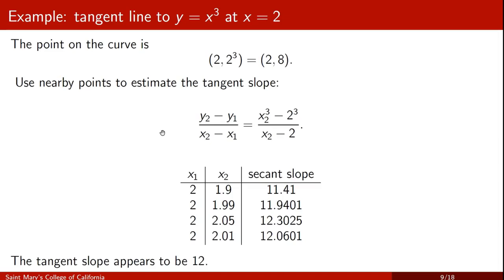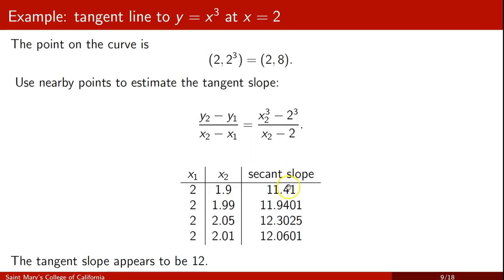Okay, so let's go ahead and do that. x1 is just fixed, right? That's the point we're interested in, that 2. x2, we're going to take to be points close to 2. So what are some numbers close to 2? Well, 1.9 is pretty close to 2. 1.99 is even closer. And that's what we might call the negative side, where the points are a bit less than 2. We could also look at points that are a bit more than 2, so 2.05, 2.01. Again, they're getting closer and closer to 2.